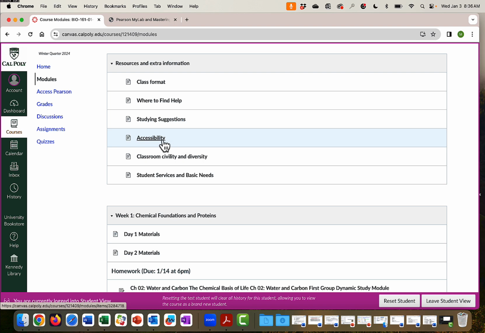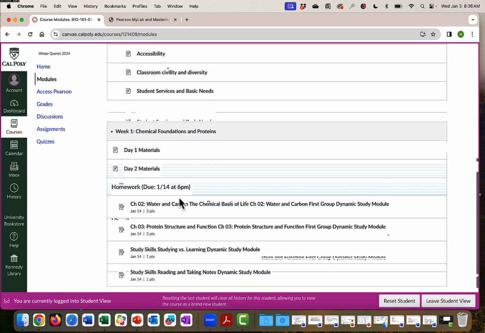So in general, I hope that this class is accessible to everyone. And if I've unintentionally overlooked something that limits your access, please reach out and I'd be happy to work with you. Here's my policy on classroom civility. And then this is a link to student services and basic needs. If you or anyone you know at Cal Poly is having difficulty accessing housing or food or other student services, these are really helpful links, but you're welcome to reach out and I'm happy to help you navigate these services.